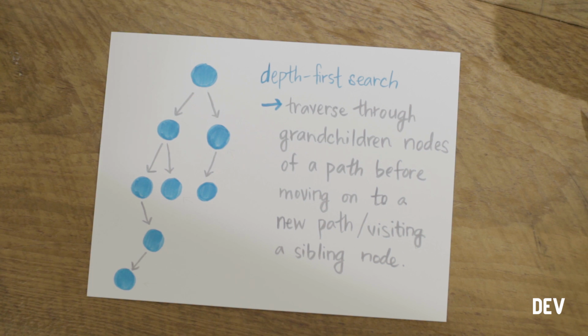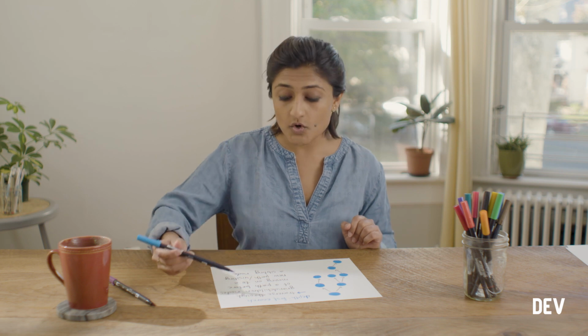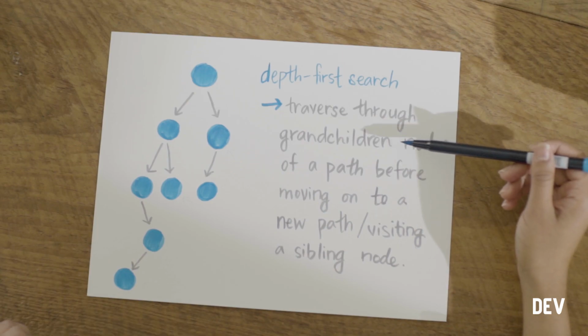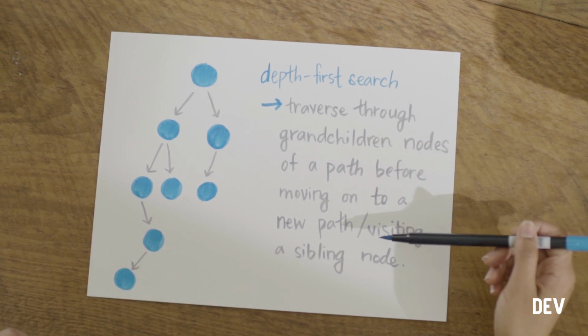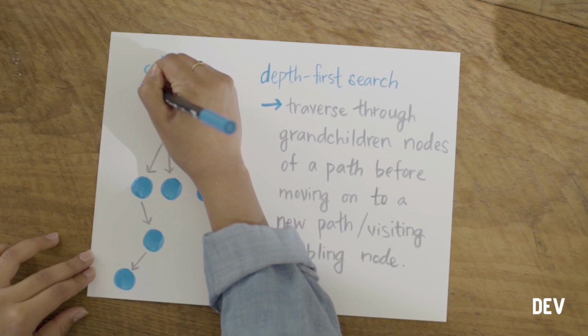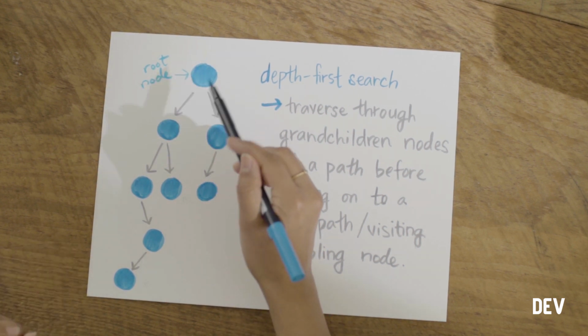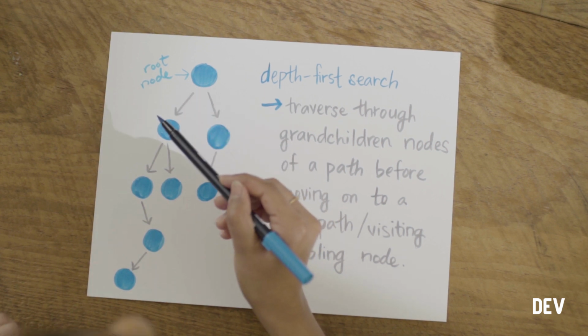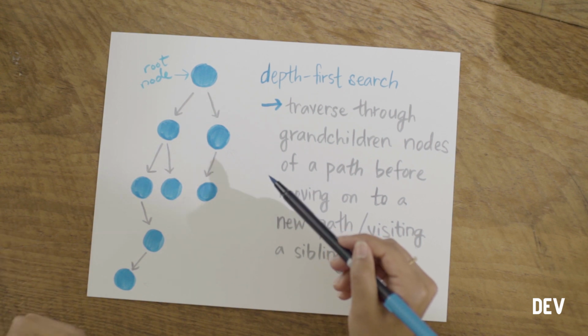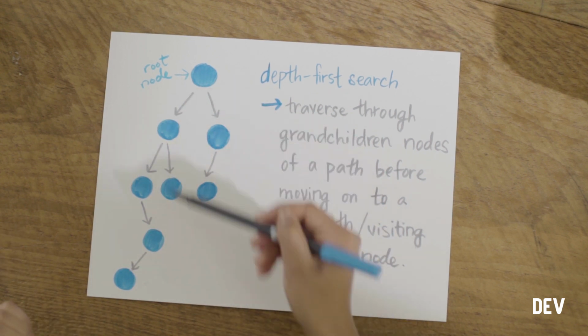We can also go deep into the tree as we traverse. This is something called depth first search, or the DFS strategy. In DFS, we traverse through the grandchildren and even the great-grandchildren nodes of a path before we move on to visiting a sibling node. In other words, we start at the root node, but then we pick a path and we continue down that path and continue visiting all the nodes we encounter until we get to a leaf node, one of the last nodes in the path.